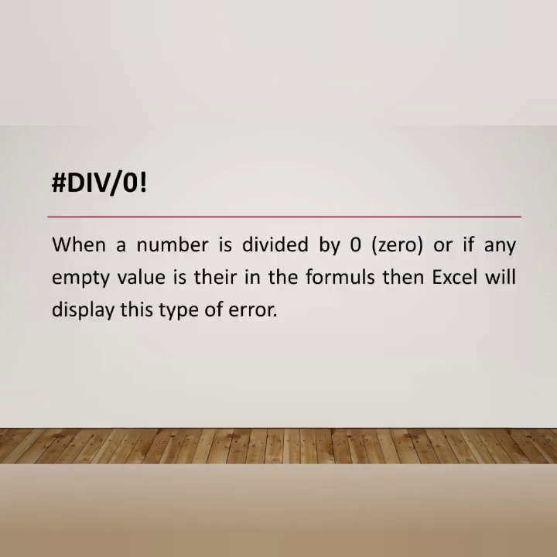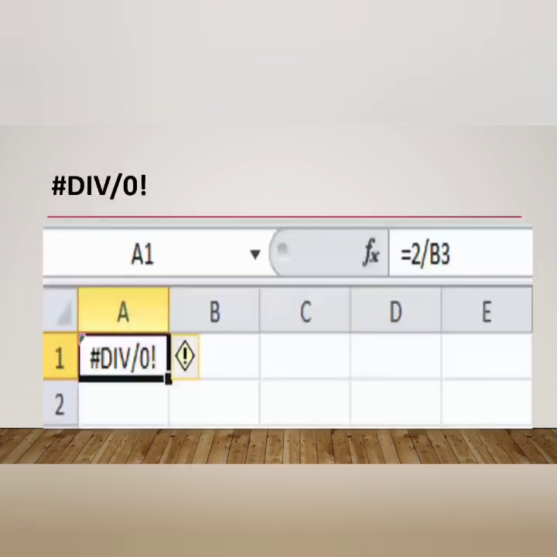Finally, #DIV/0!. It's very simple to understand that when a number is divided by 0, or if any empty value is there in the formula, then Excel will display this type of error. Either we are dividing the value by 0, or the cell we have written in the formula is empty. If that cell is empty, then we encounter such a kind of error.